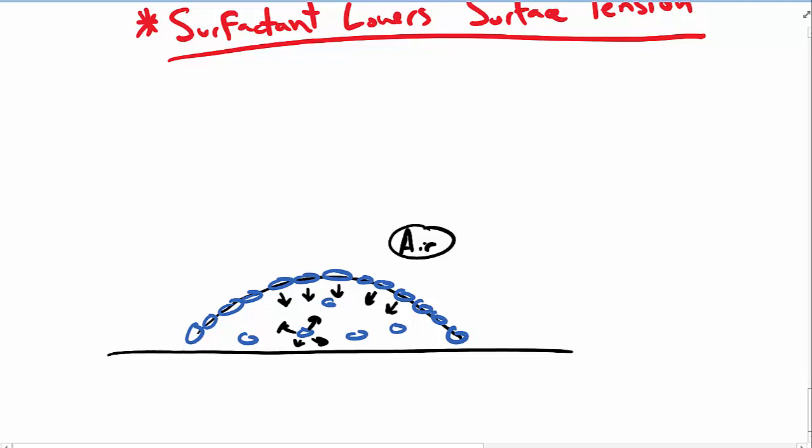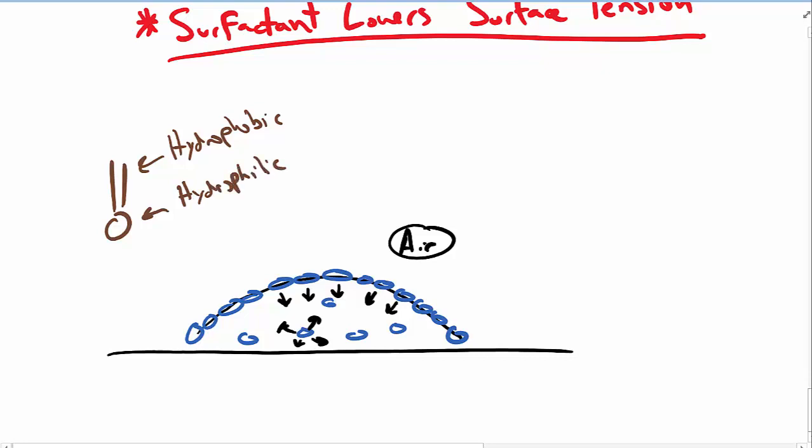So here's what surfactant does. Surfactant, which I'm going to draw like this, because it's mainly made up of phospholipids, and this is a phospholipid. We've got the hydrophobic tails right here, and the hydrophilic head. What these phospholipids do, what this surfactant molecule does, is it inserts itself as such so that it's coating the water molecules, the outer layer of water molecules.